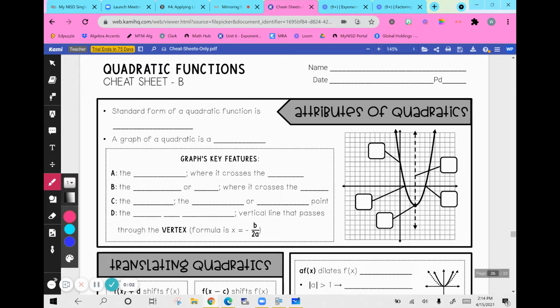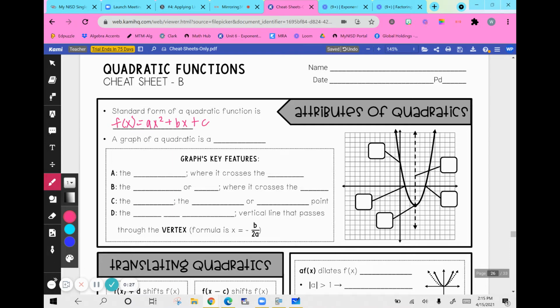All right, welcome back to our EOC review. We're going to be talking about quadratic functions. So the first part of quadratic functions we talked about was the attributes of quadratics. So the thing we have to remember is that standard form of a quadratic looks like this. So it's f of x equals ax squared plus bx plus c.